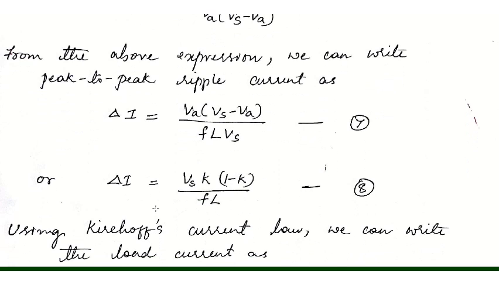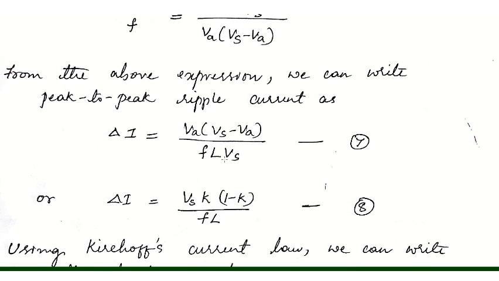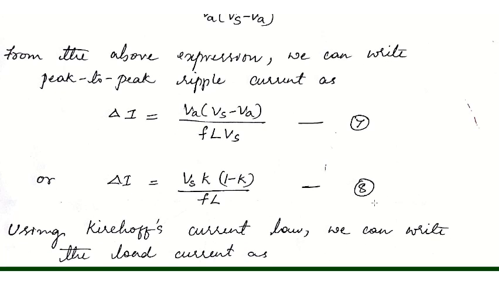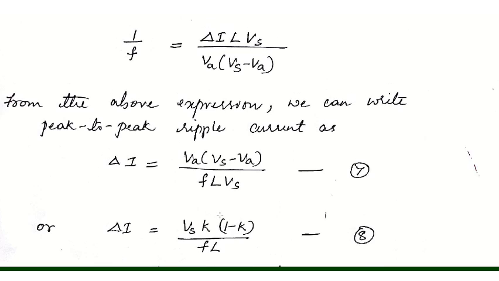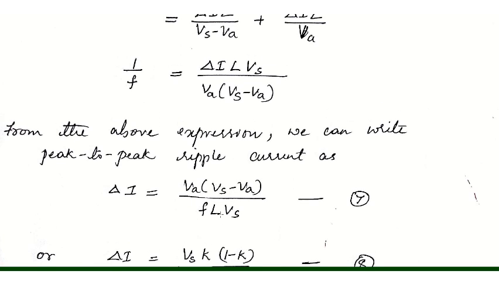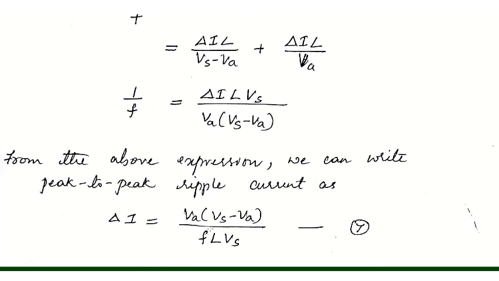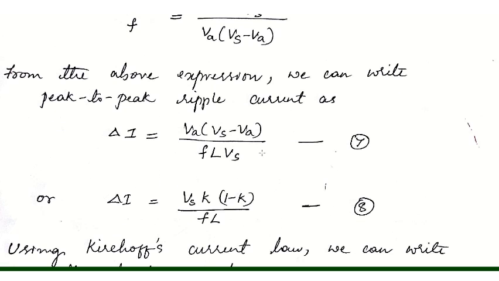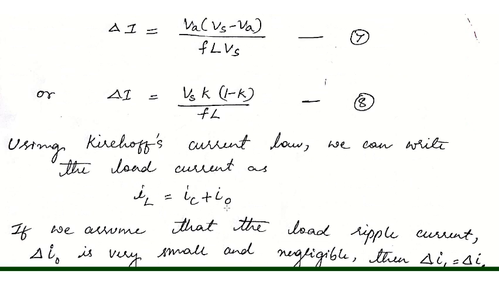Or it can also be written in terms of duty cycle K, substituting K and 1 minus K there. You will get that as Vs into K into 1 minus K by Fl. Call it equation number 8. That substitution is not shown, so you can do that. Substitute duty cycle in the above expression.